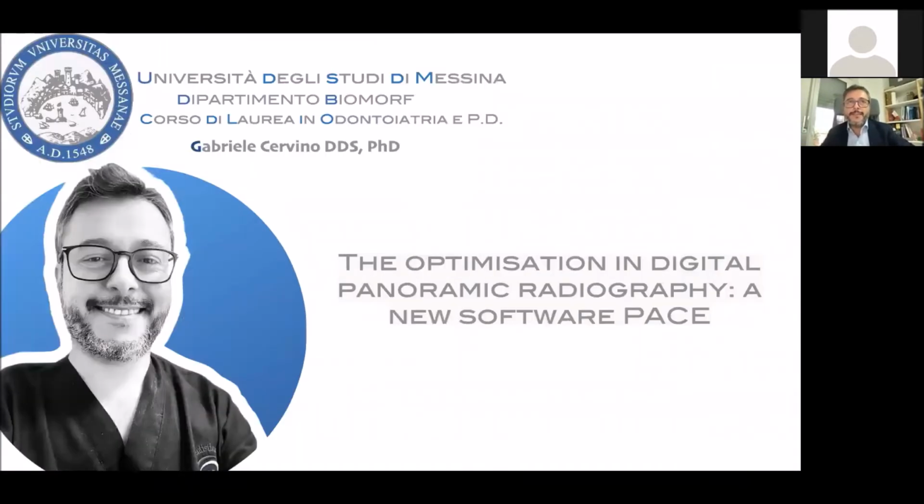I am Gabriele Cervino from the University of Messina, and my topic is the optimization in digital panoramic radiographs, a new software, PACE. I will try to make a brief summary of all our diagnostic aspects and stage of communication with the patients. Through the processing software that we will see, it will allow us to improve the diagnosis in the dental field.